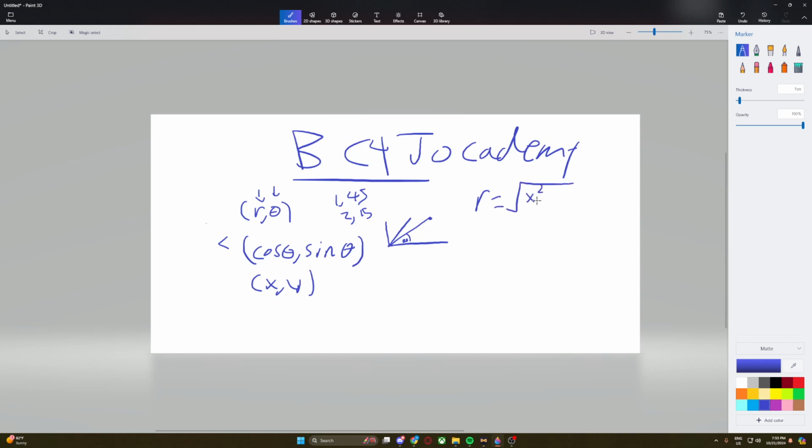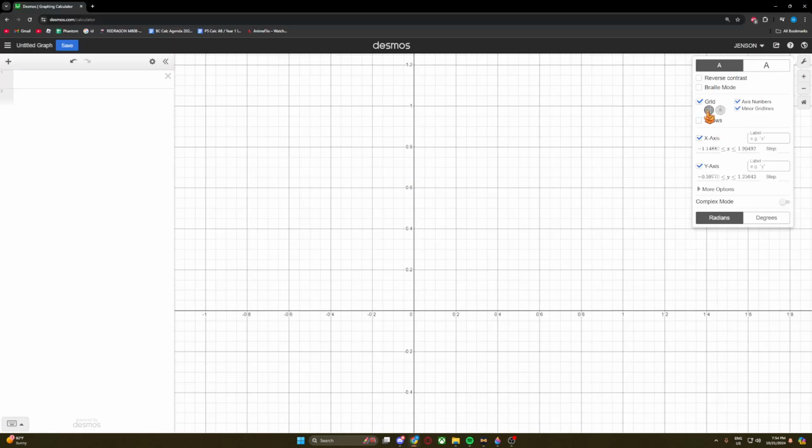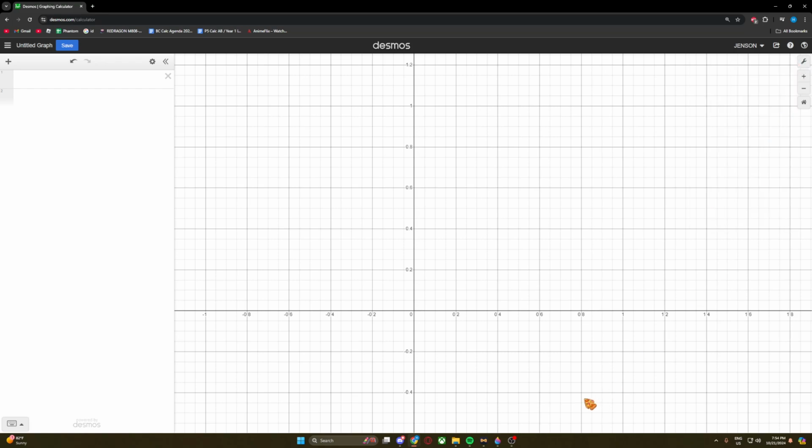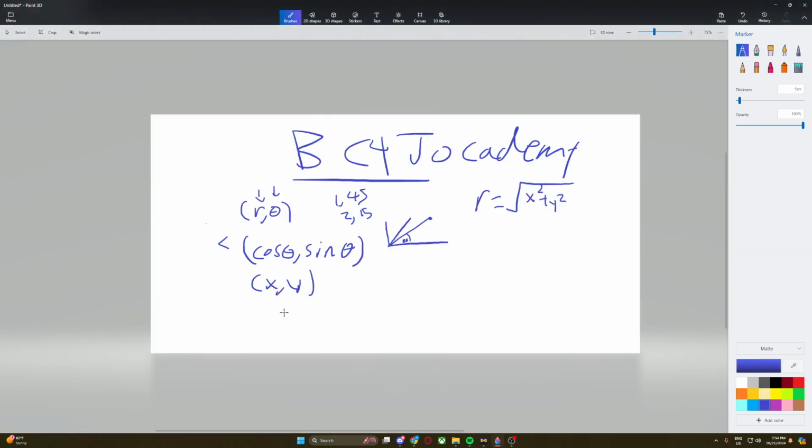R equals the square root of x squared plus y squared, via the Pythagorean theorem, right? And this angle is theta. So given that, to translate from this system to this one, to get from here to here, x equals r cosine theta and y equals r sine theta.